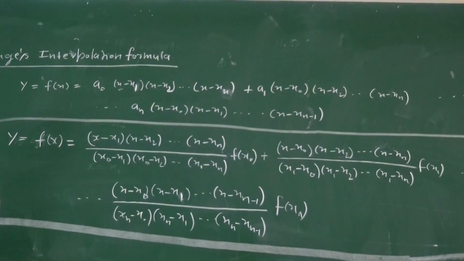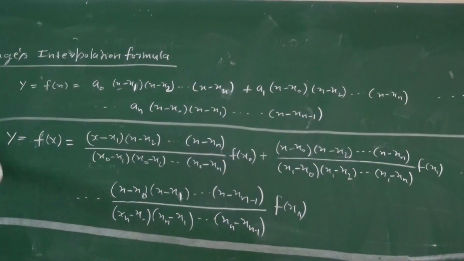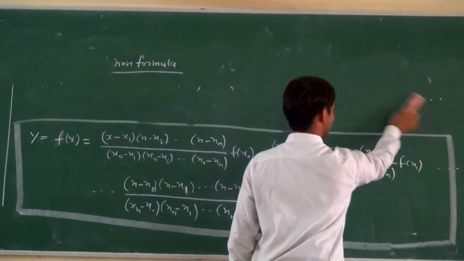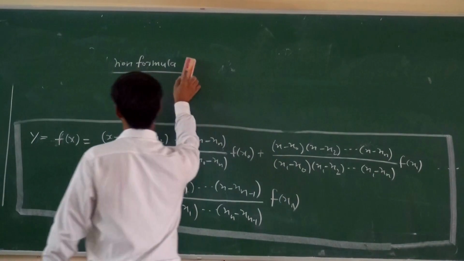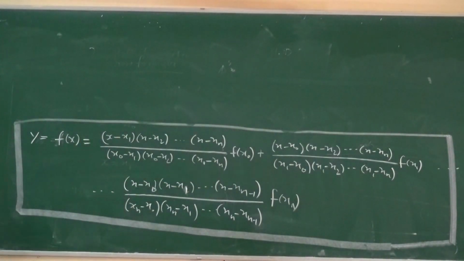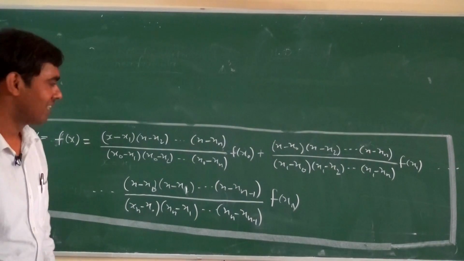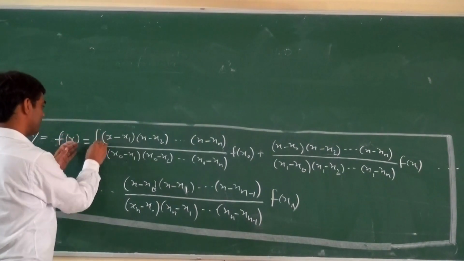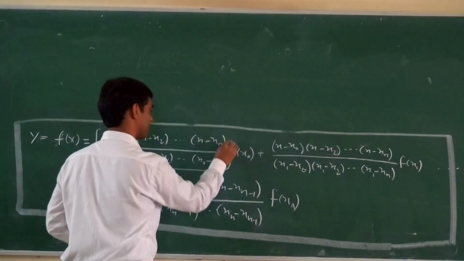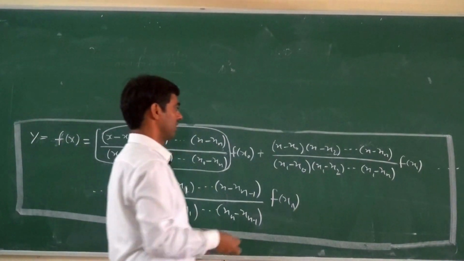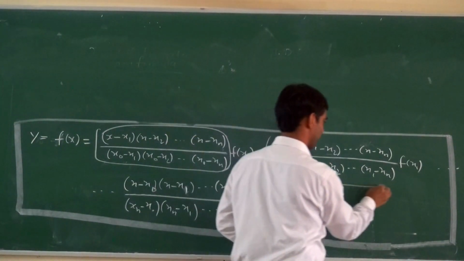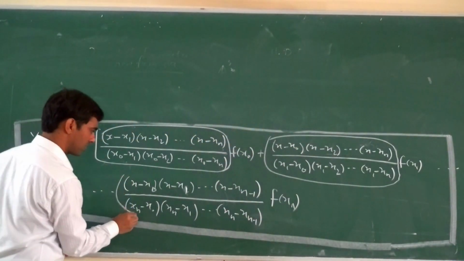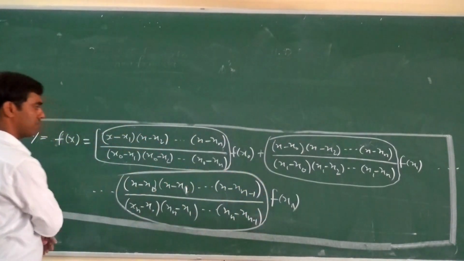Now let us analyze this Lagrange interpolation formula, that is, some of its properties. Here we write it in terms of Lagrange multipliers. Each of these terms is a Lagrange multiplier.